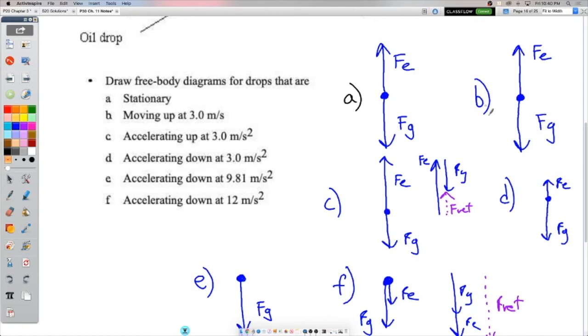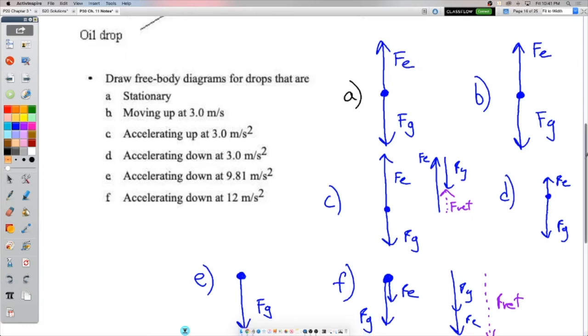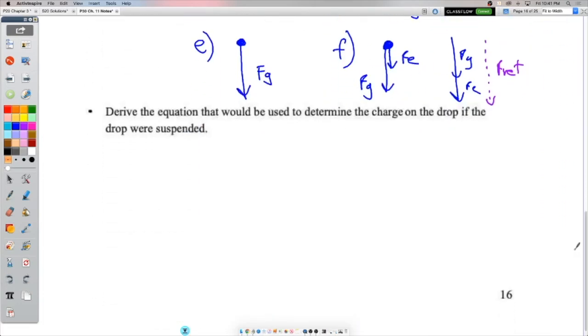Technically B would also work, but you've got to remember we're working with our eyes here, right? So it can be difficult to tell, is something really in uniform motion? Is it accelerating slightly, just a little bit, right? So it's easier to work with something that is for sure stationary, okay? So derive the equation that would be used to determine the charge on the drop if it were suspended.